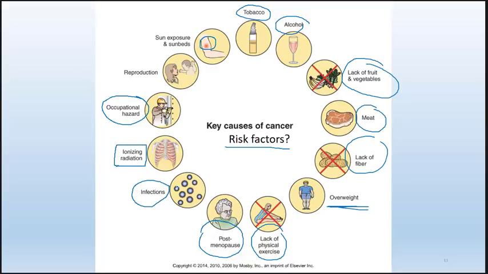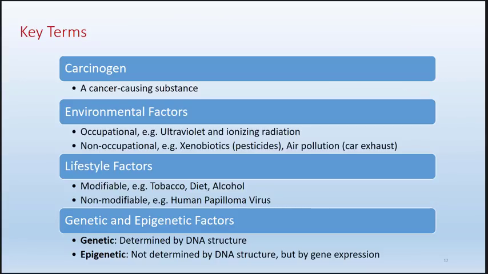Are you constantly getting X-rays? Do you work in a job that requires you to be exposed to ionizing radiation? So many different examples here of modifiable and non-modifiable risk factors that could potentially predispose someone to the development of cancer. A few terms to go through. Carcinogen, I mentioned this on the last slide. This is any substance that could cause cancer.